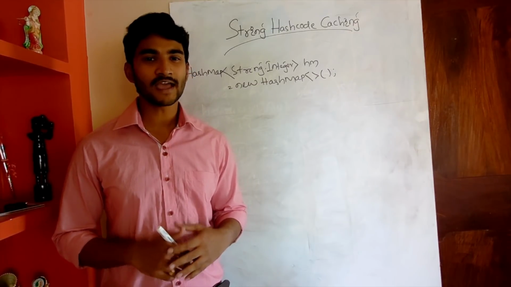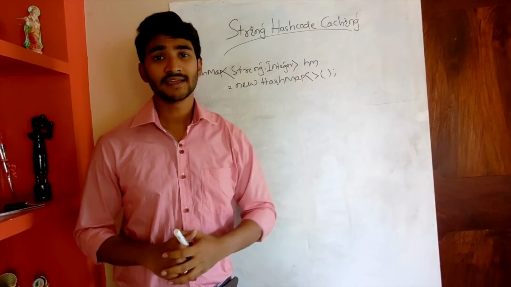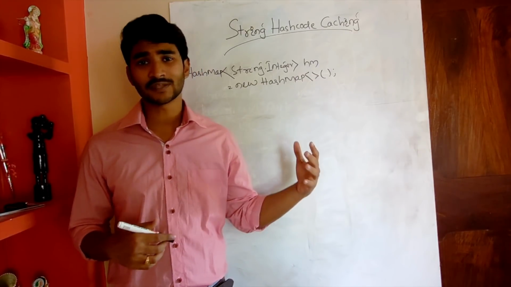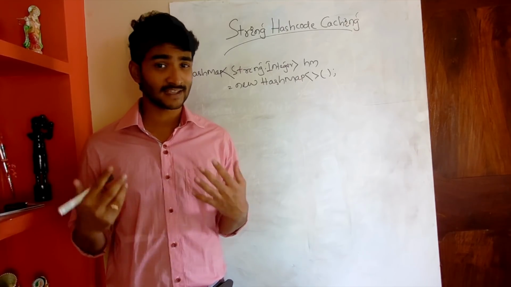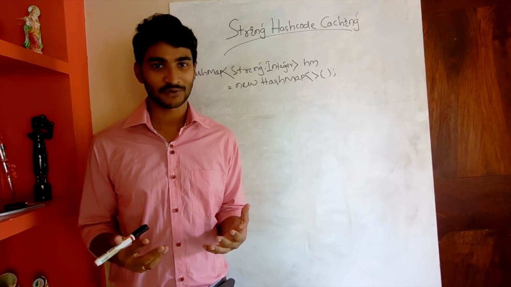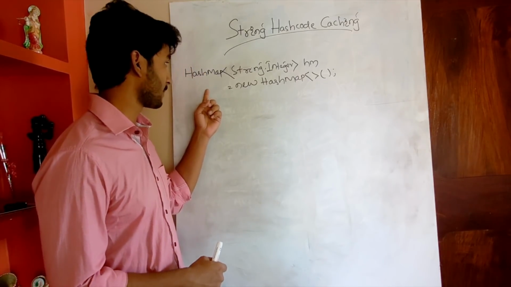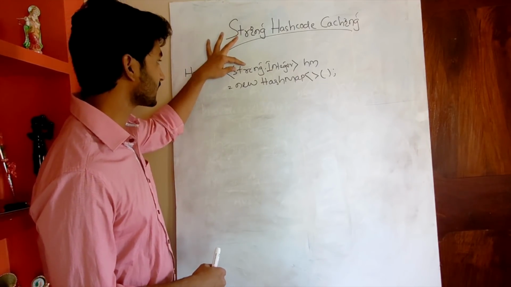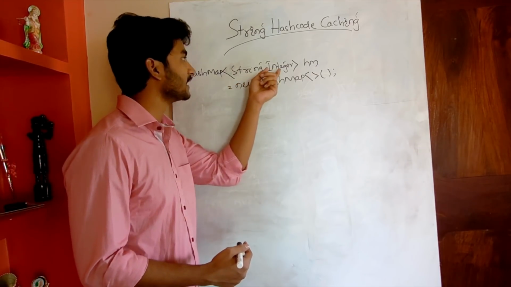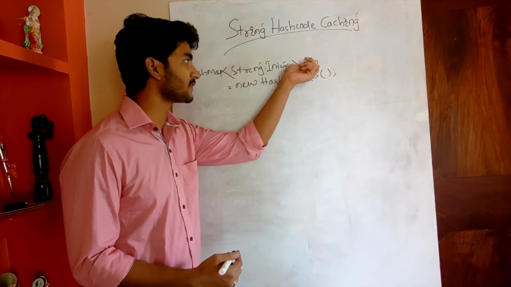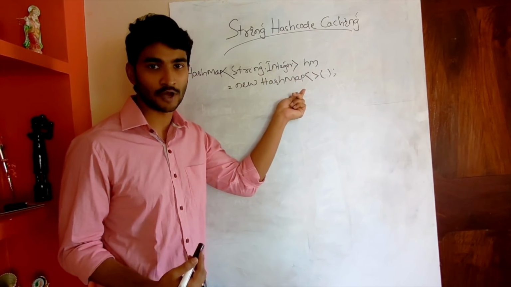Alright, so now we have an understanding of what we mean by string hashcode caching. We understood that string is immutable, that's why we are not calculating the hashcode for the string again and again. But how is this helpful? Think about your hash-based collections, like a hash map where we are using string as a key. Here I have created a simple hash map with string as a key and integer as a value. My reference is hm, and I have used new HashMap to create my hash map object.